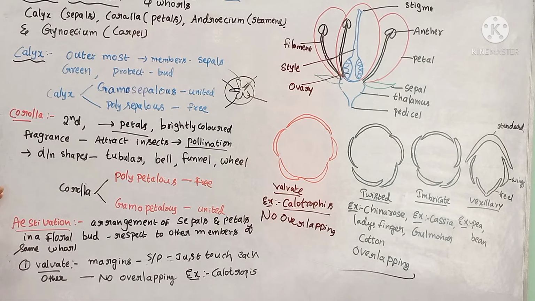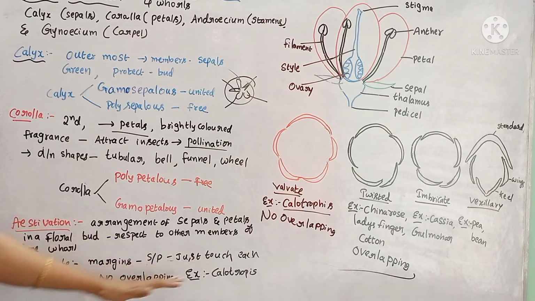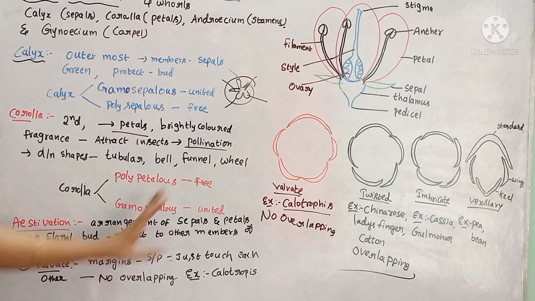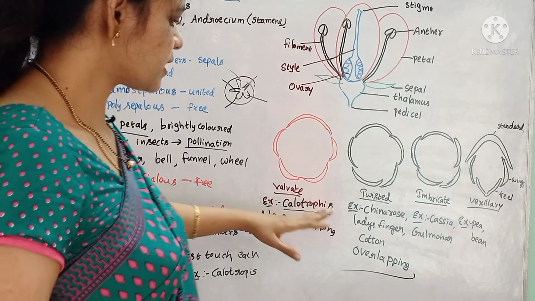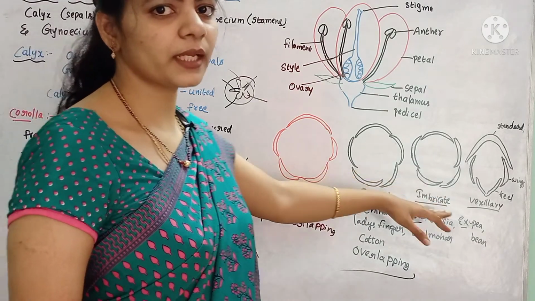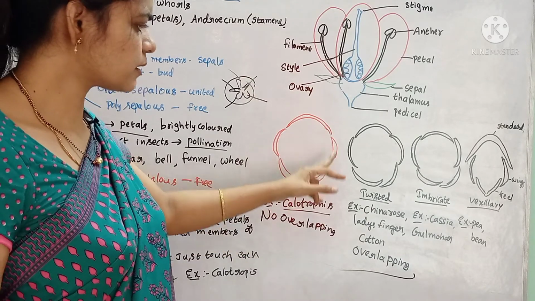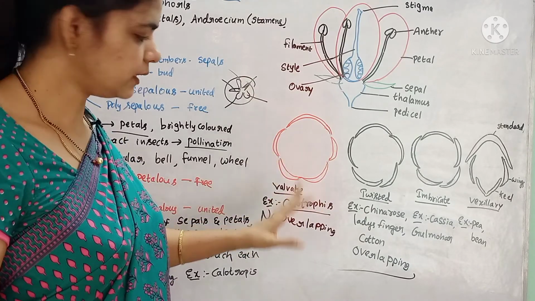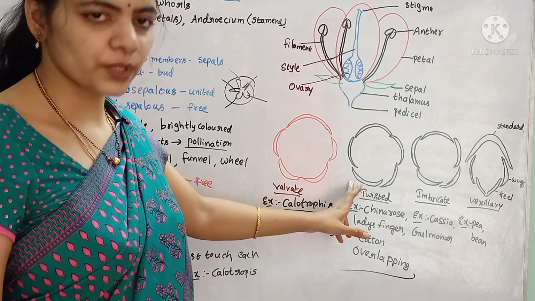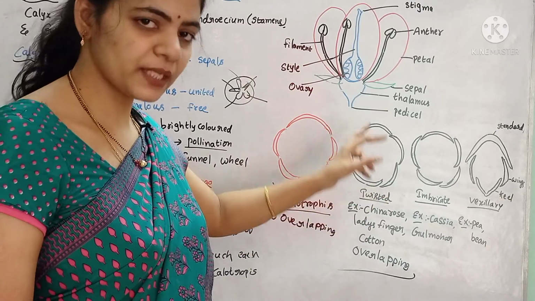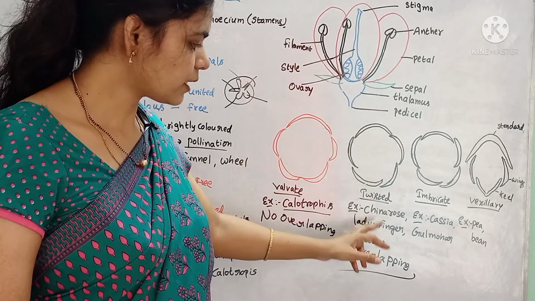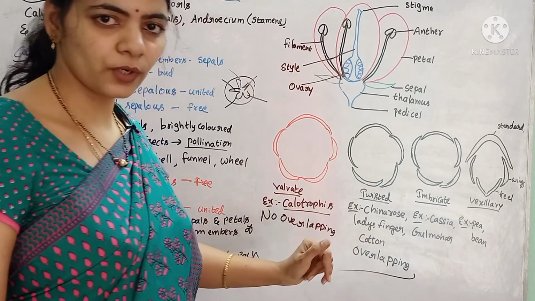And the next concept is the aestivation regarding these two, calyx and corolla, that is, arrangement of sepals or petals in a floral bud with respect to the other members of the same whorl is called aestivation. There are four different types of aestivations: valvate, twisted, imbricate, and vexillary. In valvate aestivation, there is no overlapping. They just touch the borders with one another. Example, Calotropis. In twisted aestivation, overlapping is seen. Examples, China rose, lady's finger, and cotton.